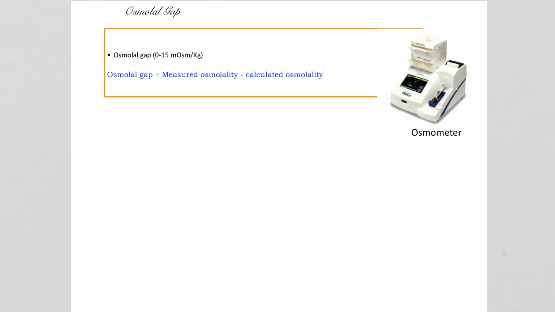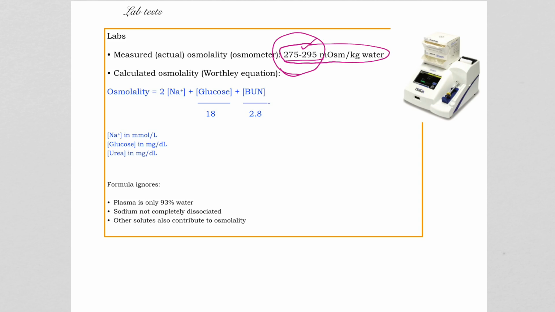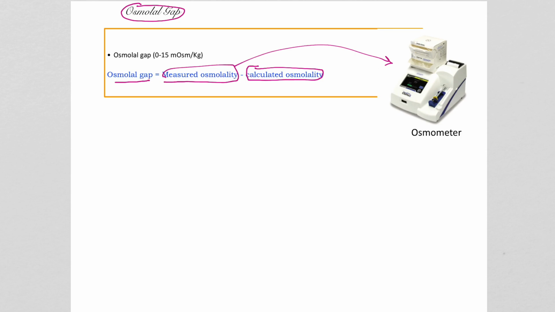There is another test that clinicians use, and that's called osmolal gap. Basically, osmolal gap is the measured osmolality, the one we actually measure by using this instrument, minus the one we calculate, for example, using the Worthley equation, this one here. So measured minus calculated gives you the osmolal gap. The range is 0 to 15, but if we use a good formula for calculated osmolarity, this should be really close to 0, right?